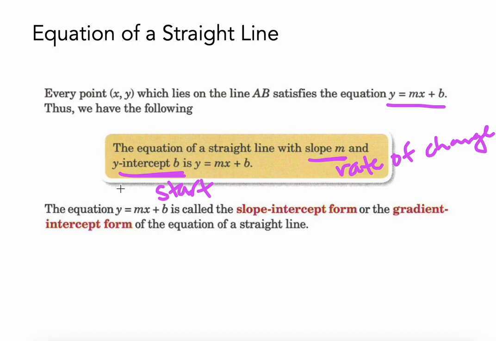Now, when this equation is written in this format, y equals mx plus b, there's a special name. It's called the slope-intercept form. And that's because it's using the slope, the m, and it's using the y-intercept, the b. Very rarely you'll also hear it called the gradient-intercept form, but 99% of the time it's going to be called the slope-intercept form. So if you don't have this in your notebook, be sure to put that in now: the name slope-intercept form for y equals mx plus b.